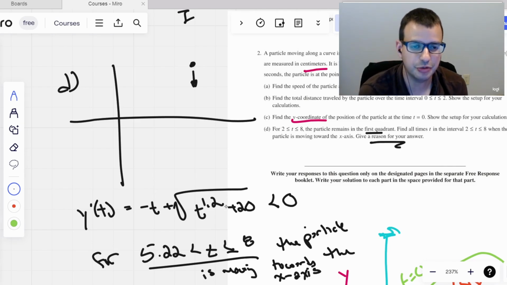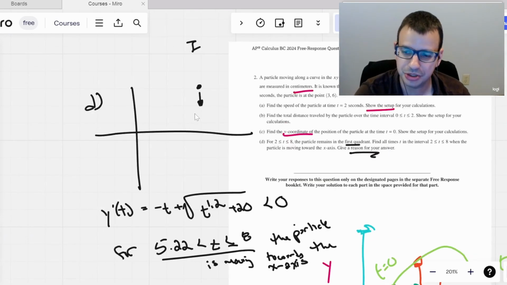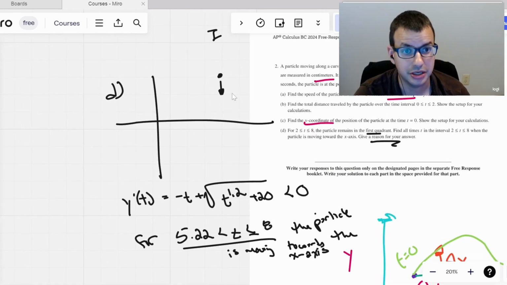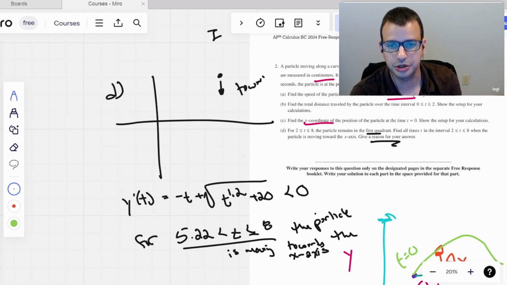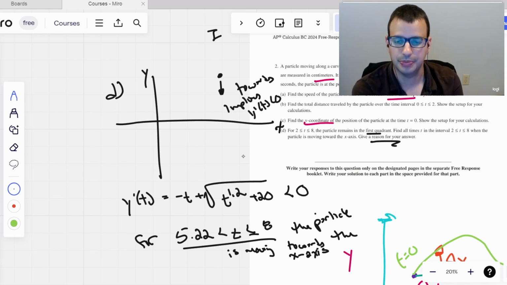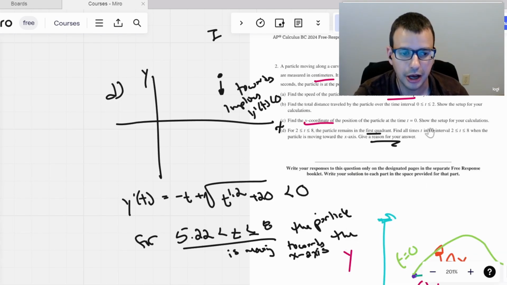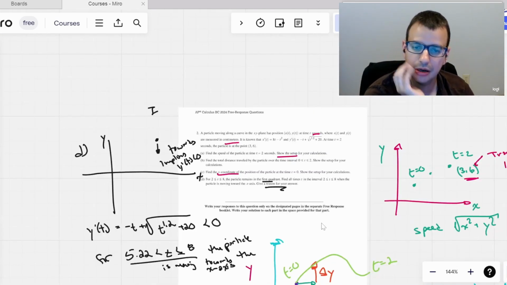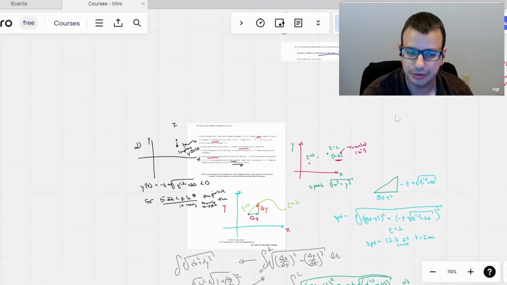Yep, and then give a reason for your answer. It's kind of difficult to be like, hey, what's your entire reasoning here? I'm just going to say this. I'll call this picture up here with the particle moving towards the x-axis as my reasoning. Towards implies y prime of t less than 0. Pow, and then calculations. So that's how to approach the first two problems. Hope that helped a little bit. And then I'll go through the other problems probably a little bit later.